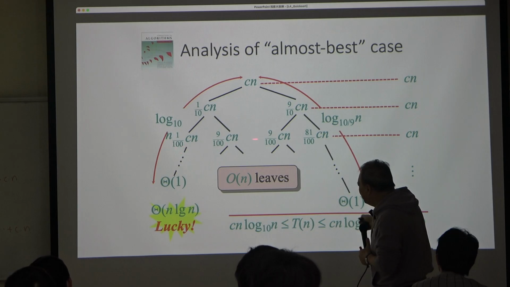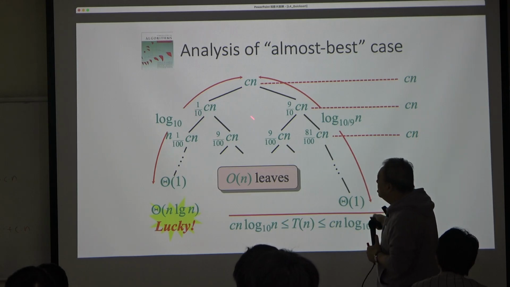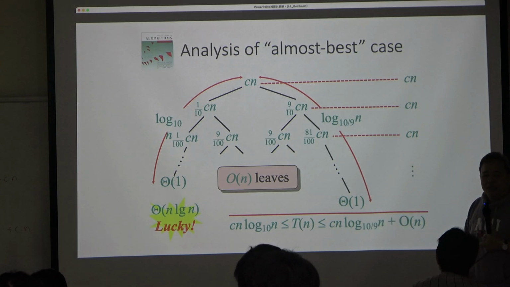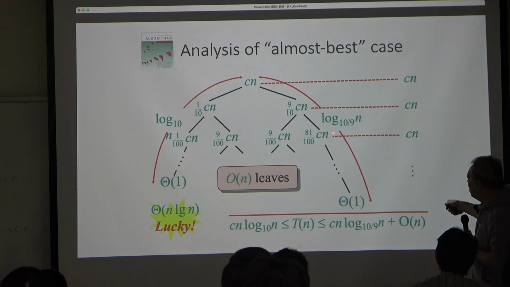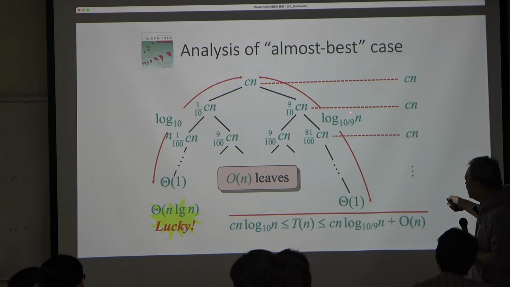If you add it up, you will be surprised to find that it is still Cn. So every level gives you Cn. And at the most, we have this many levels, right? Log base 10/9, and right, we have this many levels.